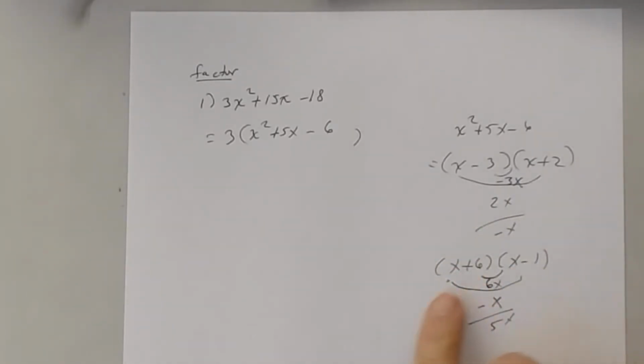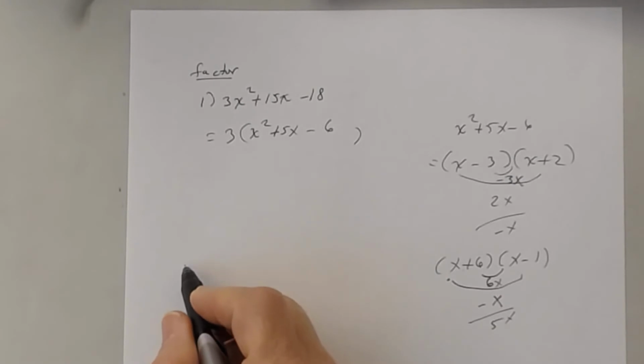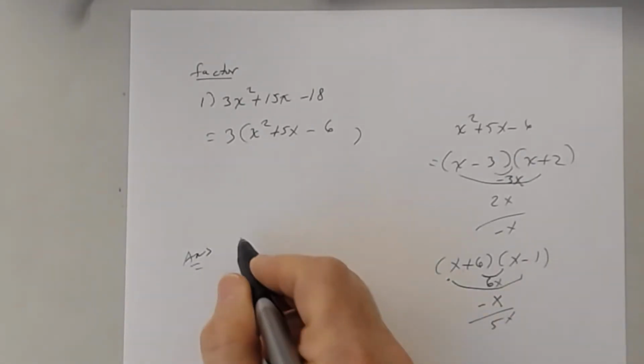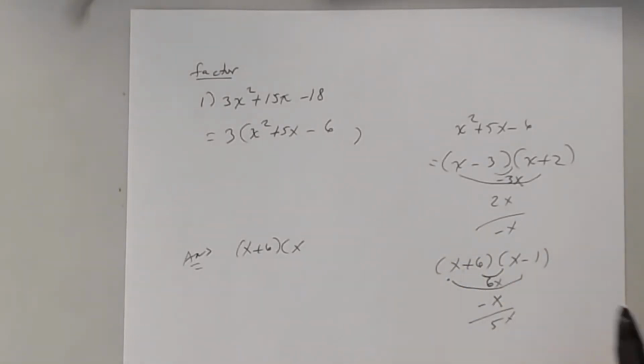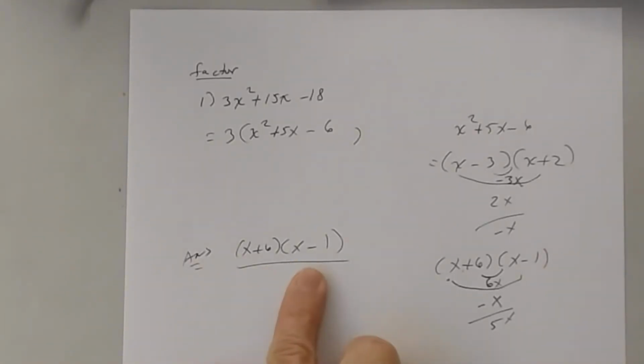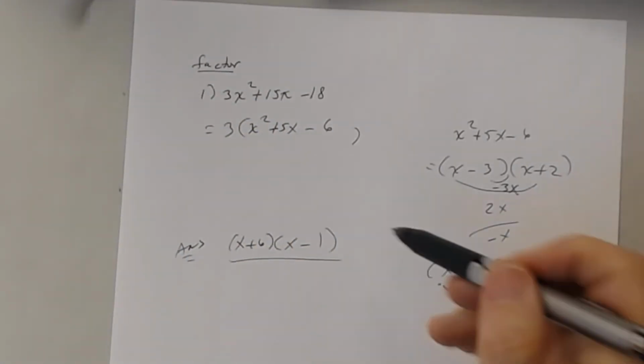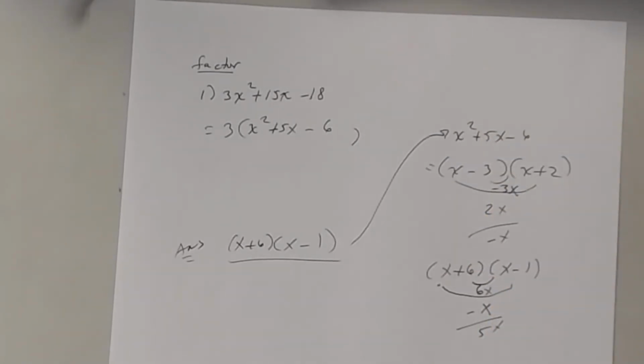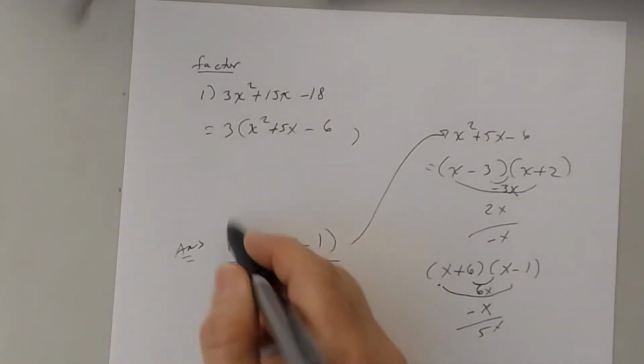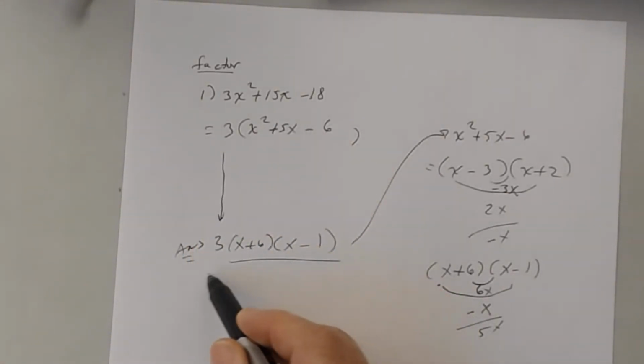So now be careful. What some students do is they say this in the answer: x plus 6 times x minus 1. But then they get upset when they get something back that doesn't give them full credit. Because if you multiply this out, do you get this? No. When you multiply this out, you get this. What am I missing in my answer? The GCF. So you need to bring down this 3.